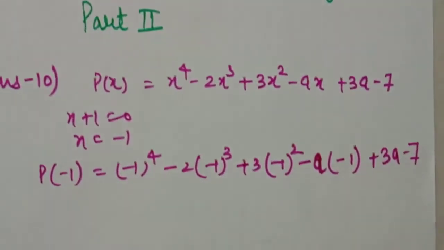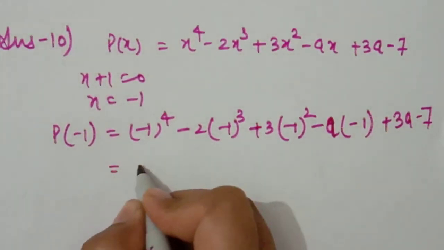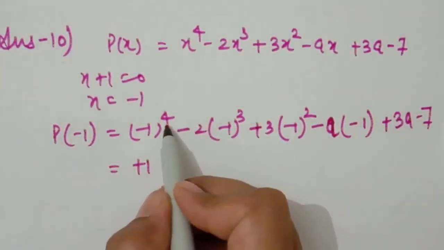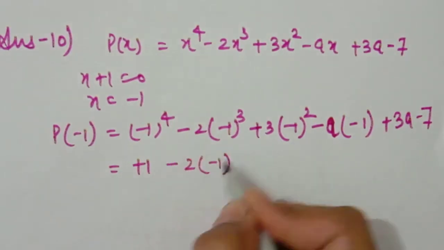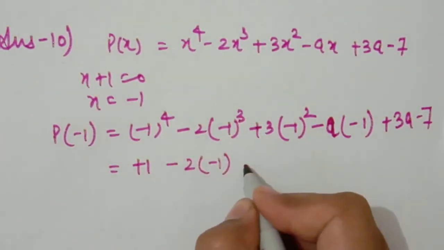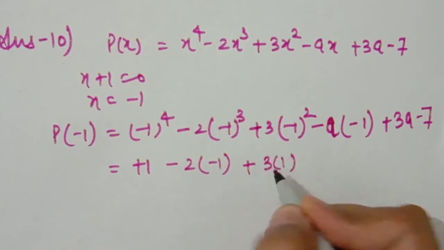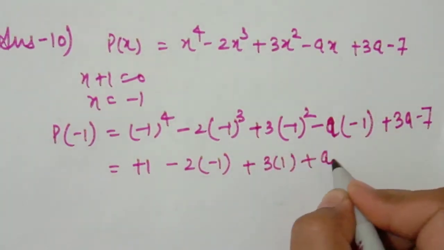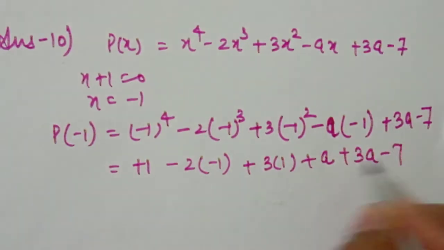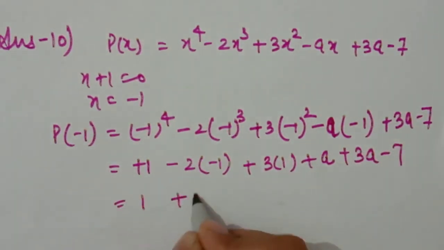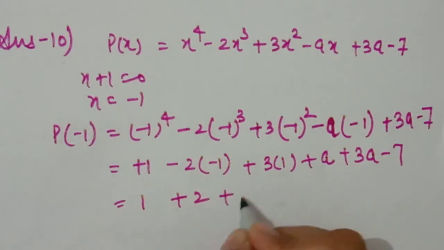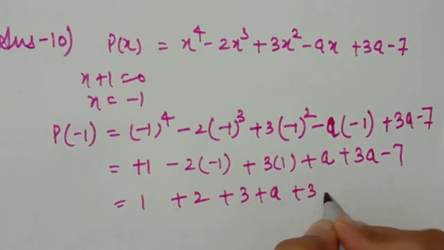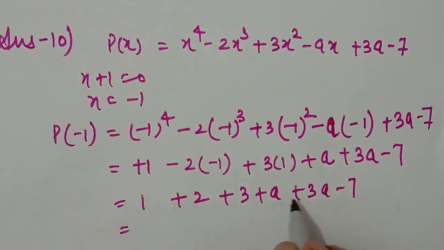So now we will solve this. This is plus 1 because an even power is there, and here we have minus 1 with an odd power, similarly it is also plus 1. It is 1 plus 2 plus 3 plus a plus 3a minus 7. Then a plus 3a is 4a. 1 plus 2 is 3, 3 plus 3 is 6, minus 7, it is minus 1.